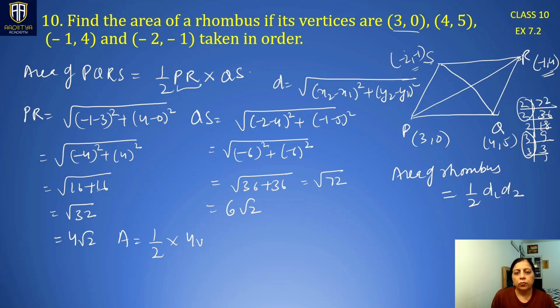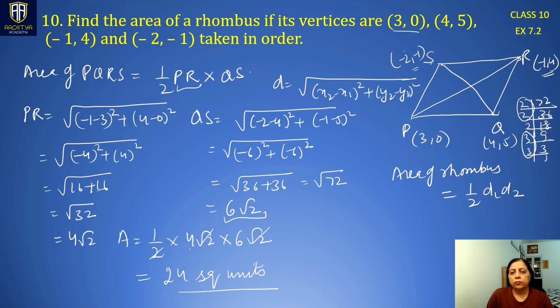Now the area becomes half of PR, which is 4 root 2, multiplied by QS, which is 6 root 2. So root 2 into root 2 is 2, which can be reduced. 4 times 6 is 24 square units. Whenever it is area or any length, we have to write units if it is given, otherwise you can write unit itself. So this was all about this chapter.